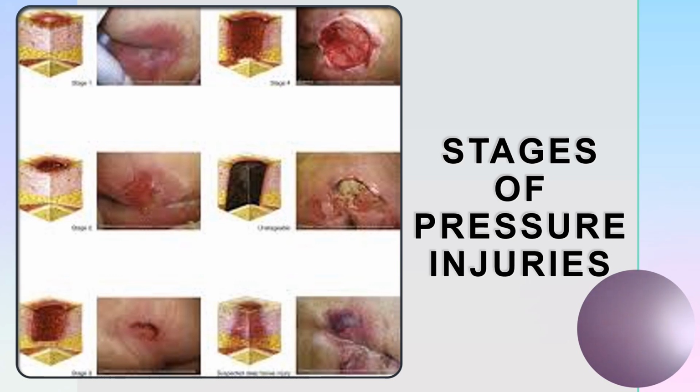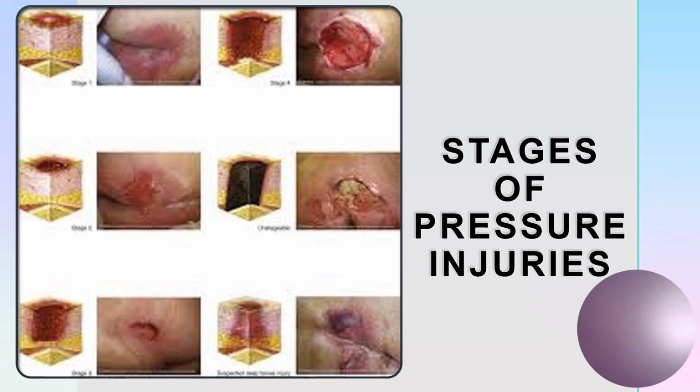A stage 4 pressure injury is exactly the same as a stage 3, except now we can either see or feel underlying structures, such as muscles, tendons, ligaments, or bone. So again, it's full thickness, it's going to show granulation tissue, but the wound bed has to be over 50% granulation tissue.